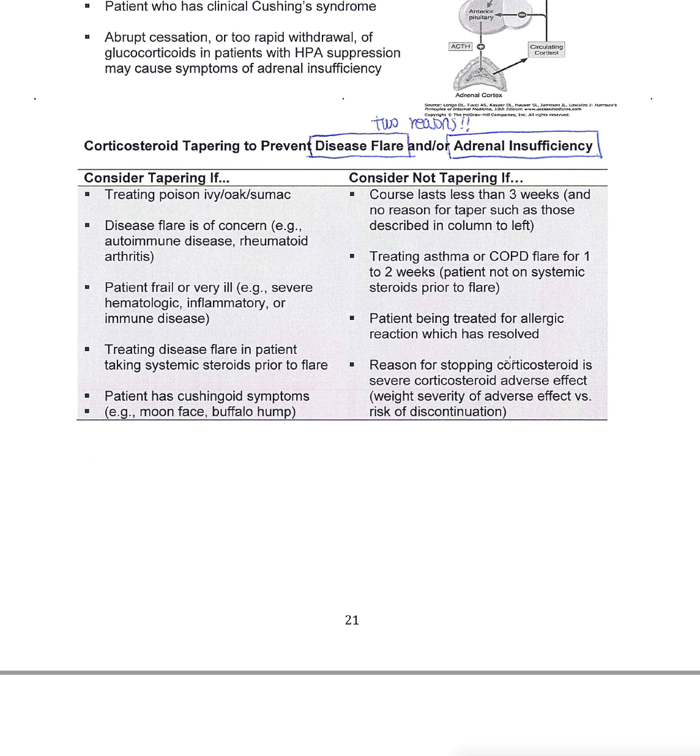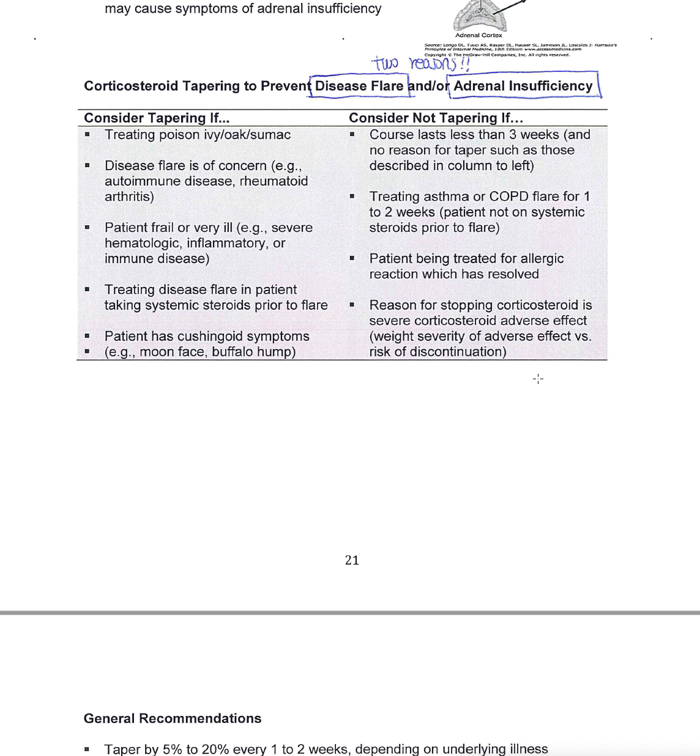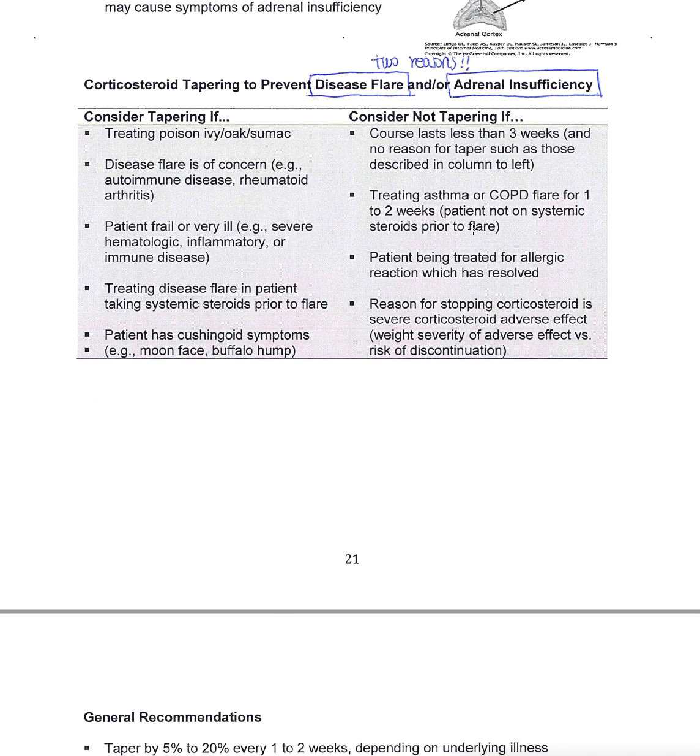So we don't have to taper for this one. And any allergic reaction that we are treating, we don't have to taper. And again, when we are stopping corticosteroids for really severe adverse events such as what we already mentioned, psychosis or herpes virus corneal ulceration, we don't have to taper. So again, remember there are 2 reasons and there are different cases.